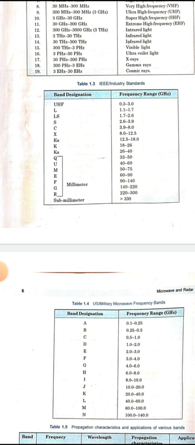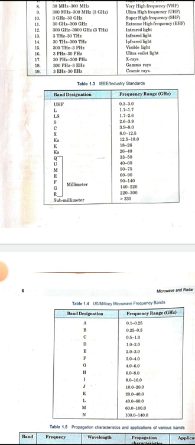The first table we are observing here is table 1.3, the IEEE industry standards. Now what do we mean by the IEEE? The full form of IEEE is Institute of Electrical and Electronics Engineers. As per this committee, the industrial standards regarding the frequency range are defined. Here you are observing the first band, that is UHF. All frequencies here are mentioned in gigahertz. So for UHF, it is 0.3 to 3 gigahertz.